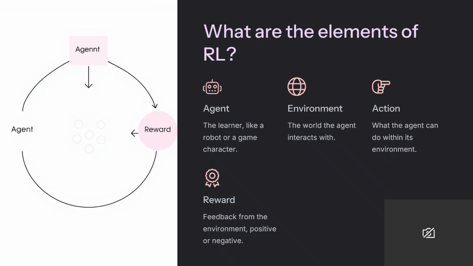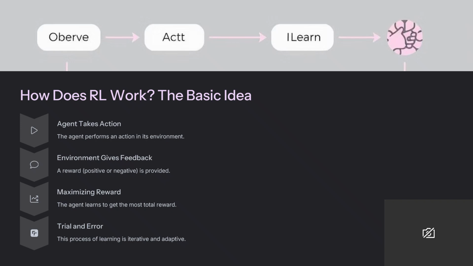Let's understand how reinforcement learning actually works step by step. There are some steps that show how reinforcement learning works. So step 1, the agent takes an action. For example, a robot decides to walk forward, backward, or decides to pick something up or put something down.